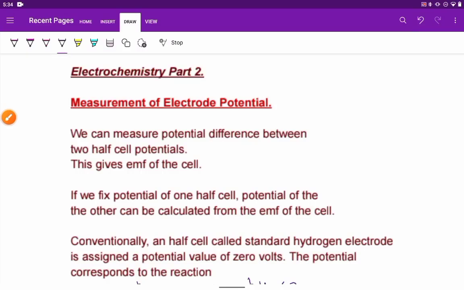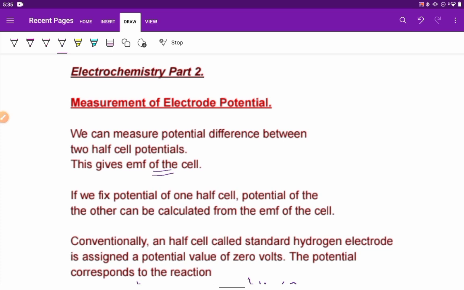Today we will deal with the topic electrochemistry, and this is part 2 of the chapter. Today we will see measurement of electrode potential. Now see, we can measure the potential difference between two half cell potentials, and this will give us the EMF of the cell. From here we can get the EMF of the cell.